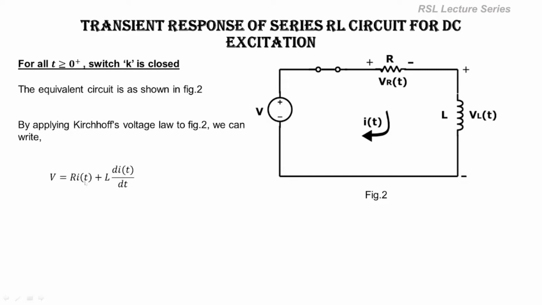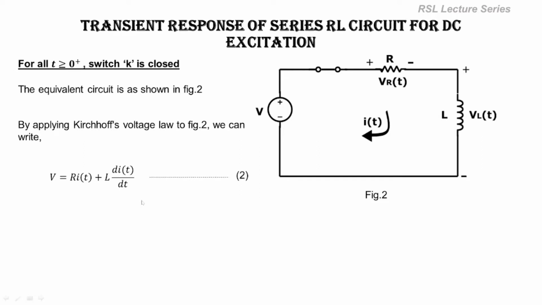So the voltage drop across the resistor is given by Ohm's law: V is equal to I into R. Here i(t) is the current and R is the resistance value. Plus the voltage drop across the inductor is given by L into di(t) by dt. Let this be equation number 2.